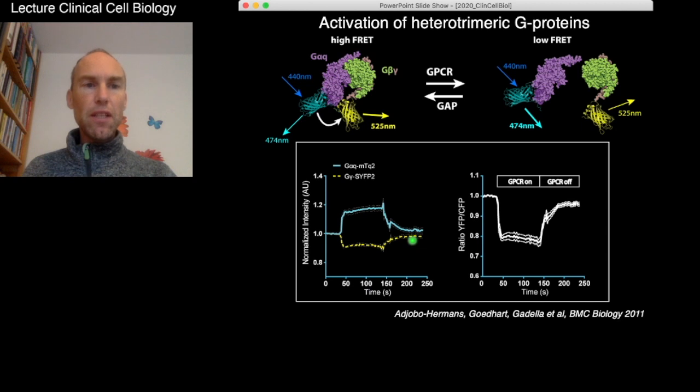And typically these data are plotted as a ratio, so you ratio the CFP versus YFP, and you get these kind of curves, which nicely show the activation as a loss, and then if we inhibit the GPCR, it comes back to baseline. And this is now a way to measure GPCR activity over time.